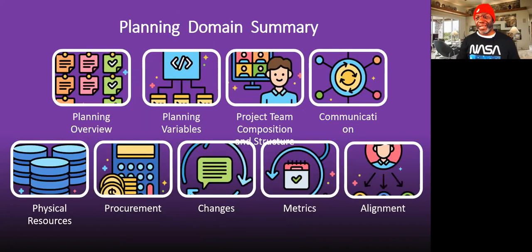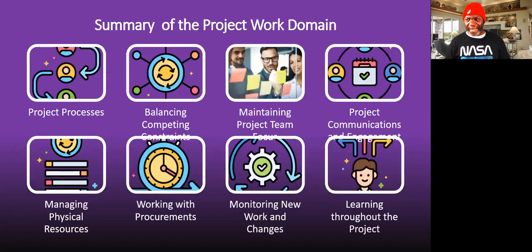The next domain is planning. If you've read the 6th, again, you know this. So planning is everything. It's scope, schedule, cost, quality, resources, communication, risk, procurement, and stakeholder. The different variables when it comes to planning. There's the concept of team composition and structure. I'm sorry you can't see that too well. It's different on this particular machine I'm using. Communication, it's part of planning. The concept of physical resources, procurement, changes, metrics you use on the project, how you align them, all of that stuff is in the planning domain.